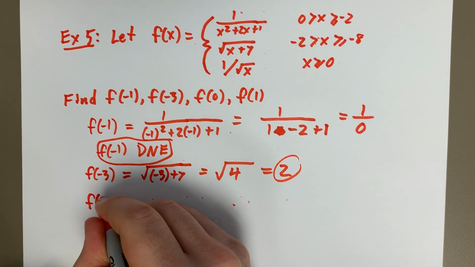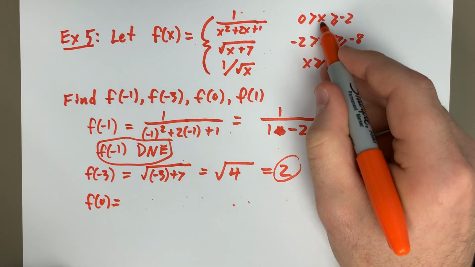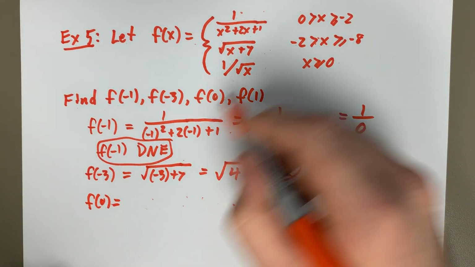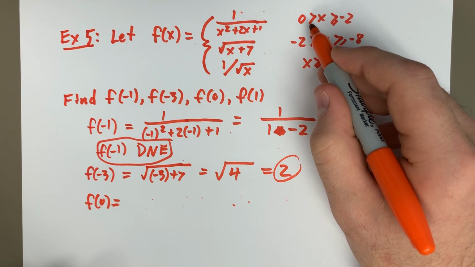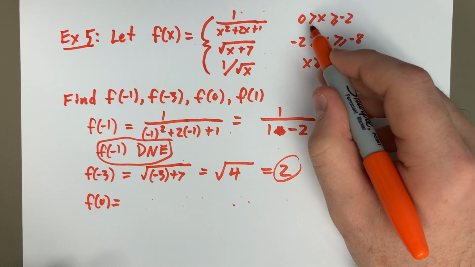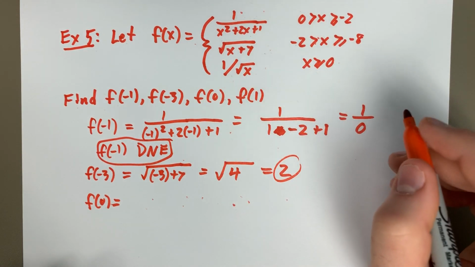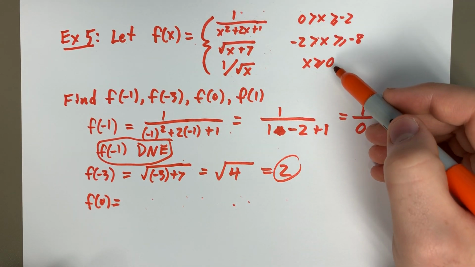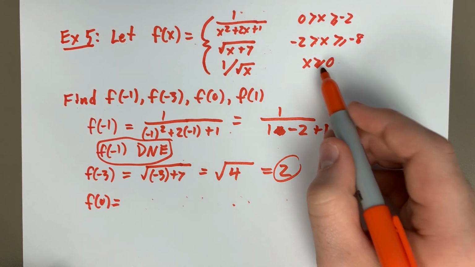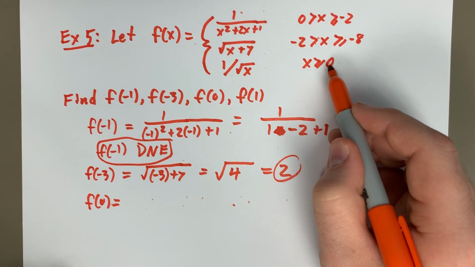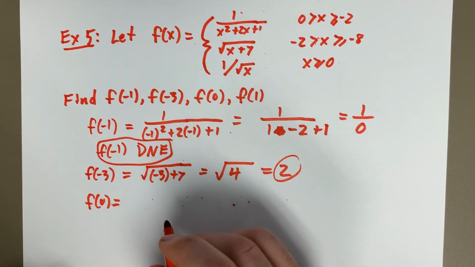Let's try f of 0. Which condition does that meet? Does it meet the first one? Is x equals 0 strictly less than 0? Nope. x equals 0 is 0. We don't have an equal sign here, so we don't get to use the first condition. Is there a condition that has equals to 0? Oh yeah, look at that. This one. So x can be greater than or equal to 0 in order to use this function, which is 1 over square root of x.